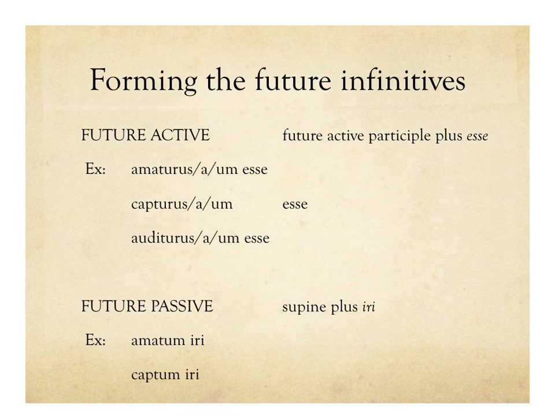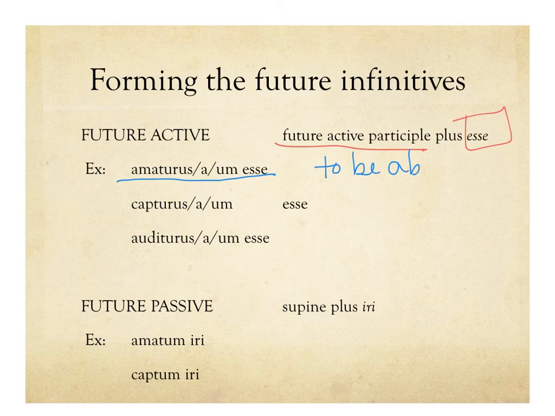Okay. Finally, our future infinitives. Just as with the perfect passive infinitives, future active infinitives work the same way. We're going to use our future active participle plus esse. So instead of amatus, amata, amatum esse, we have amaturus, amatura, amaturum esse, or capturus esse, or auditurus esse. So it works in the exact same way, only with the future participle instead of the perfect. And we'll translate it in the same way. To be about to love, or to be about to capture, to be about to hear.